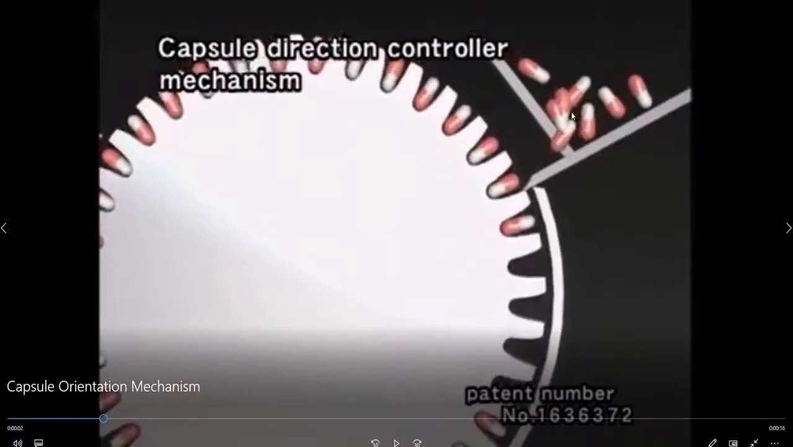Okay, these are the empty shells, not filled, they are empty. When the machine takes them, the cap can be at the top or it can be at the bottom. As you see in this figure, some bodies are at the top, some bodies are at the bottom, etc.